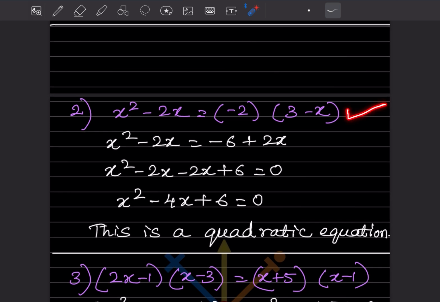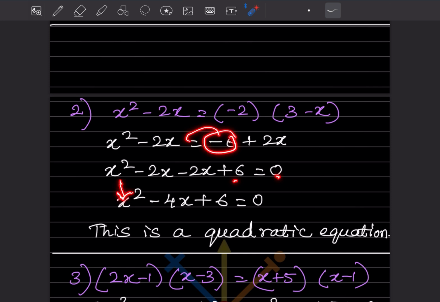This equation is given. This we'll write as it is. And now see here, you can see two brackets over here. So this is going to be minus 6, and this minus minus becomes plus, this will be plus 2x. So this is x square minus 2x, and this plus 2x will go here, that is going to be minus 2x. And again this will go here, means it is going to be plus 6 is equal to 0.